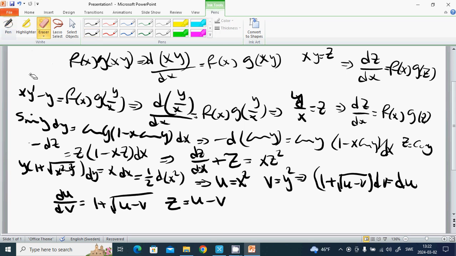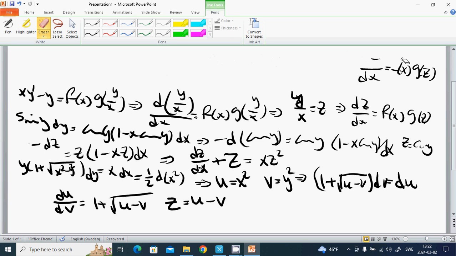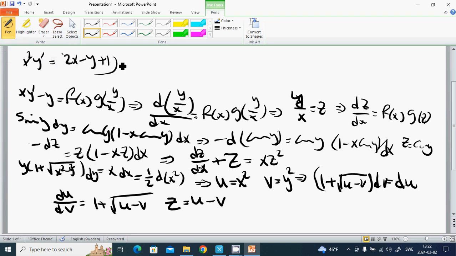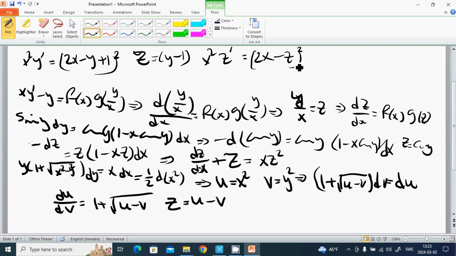Another method. The method is when we have x y prime equals 2x minus y plus 1, all squared, and we put z equals y minus 1 and x z prime equals 2x minus z, all squared, which we have solved before.